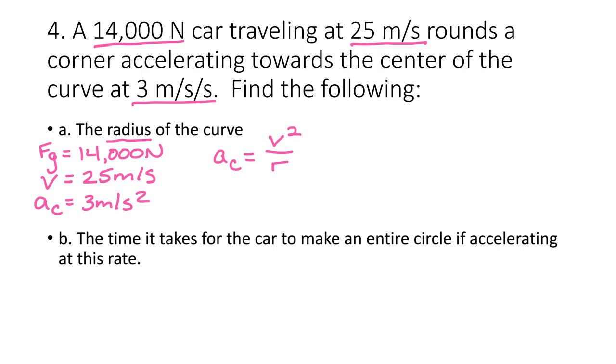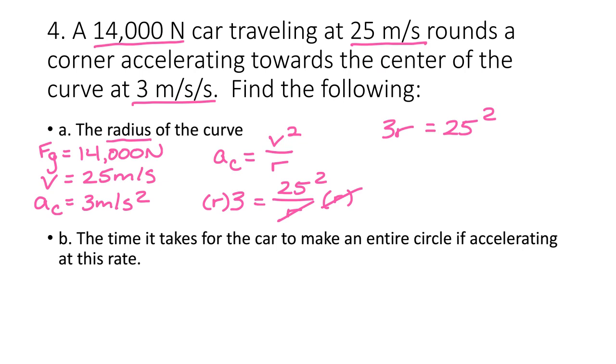Instead of centripetal acceleration, let's put in 3. Instead of v, 25. Don't forget to add your squared. And below that, we're going to leave our r. The first thing we need to do is multiply both sides by r. This leaves us with 3r equals 25 squared.